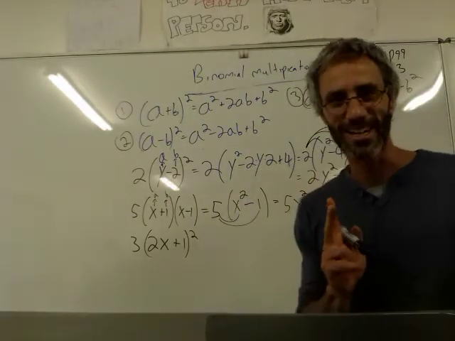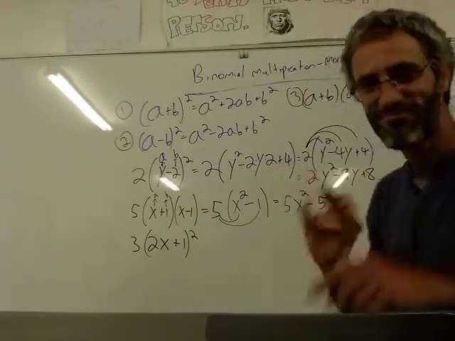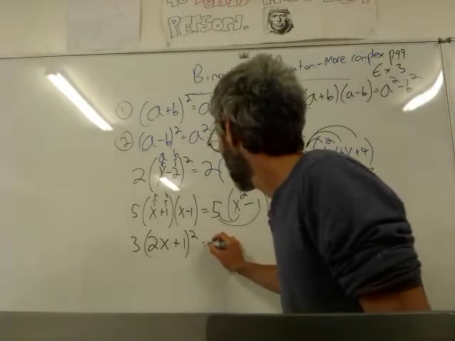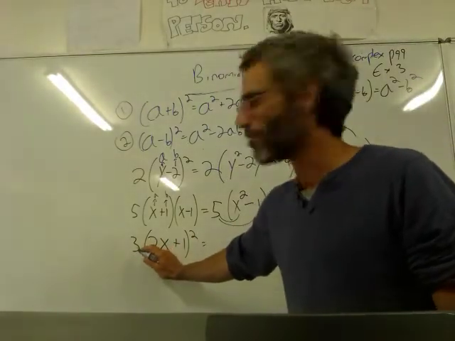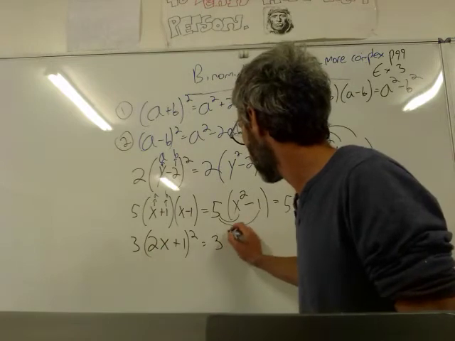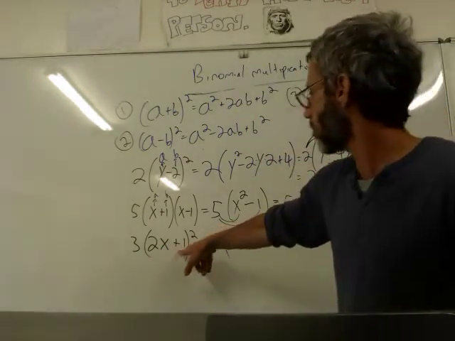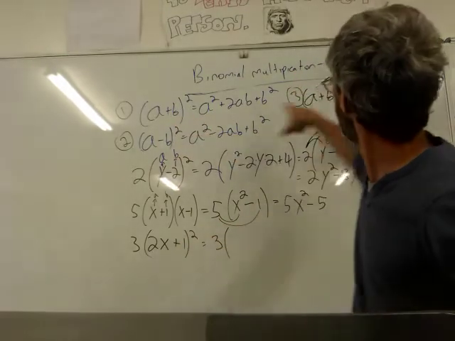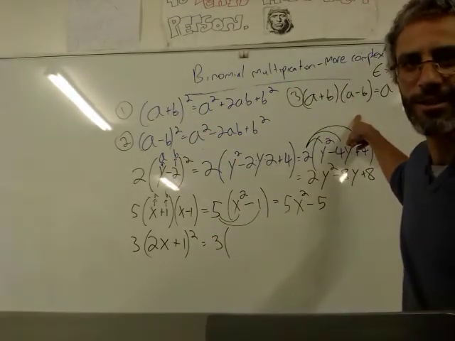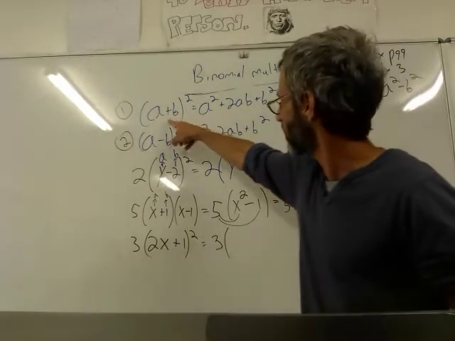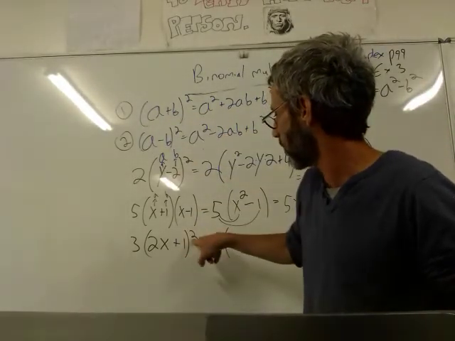Okay, last one, and it's probably the hardest one, but not that hard. So I'm not getting flustered with that 3 there. I'm just going to leave that 3 there and deal with that. What formula do I have to use here? The first, the second, or the third? It's going to be the first, isn't it? Because it's a plus b squared. See, it's square, a plus b.